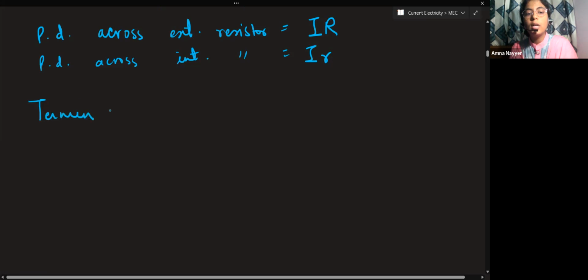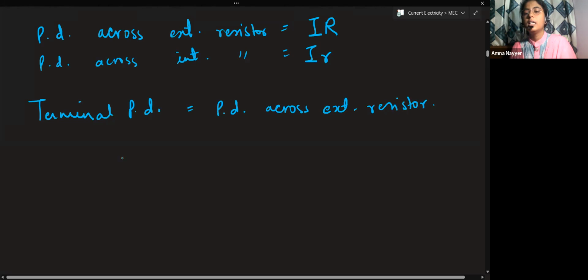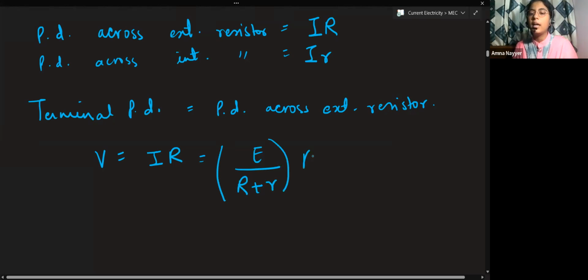Now, how to calculate terminal potential difference? This is basically the potential difference across the external resistor. So V will be what? V is equal to I capital R. Now I is what? We have just calculated I: E divided by R plus small r, multiplied by R. You can use this formula.